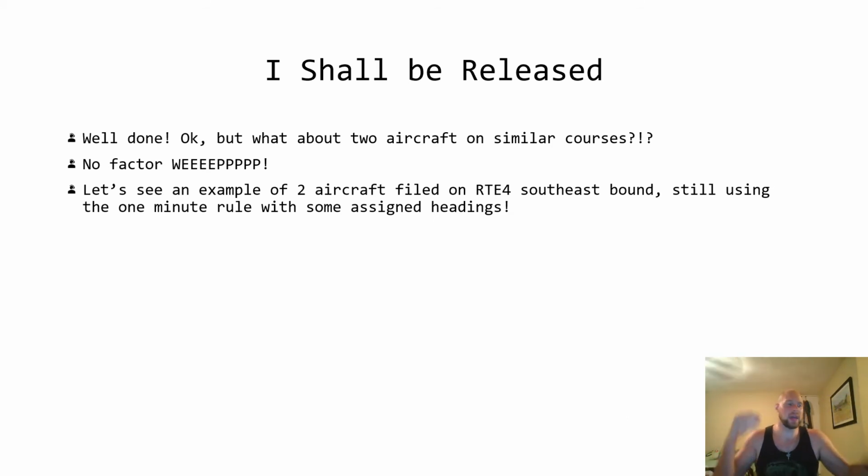So I'm going to tell you, hey, pull out the drink cap and say, hey, relax. No factor web, right? Let's see an example of two aircraft out on Route 4, right? Which happens all the time. Route 4 is a perfect airway in the San Juan route system for aircraft transitioning southeastbound by staying south of the San Juan terminal area and heading out towards the U.S. Virgin Islands. They join the en route structure around St. Croix. It's perfect, and this happens all the time. So let's see an example of two aircraft on Route 4, southeastbound, still using the 1 minute rule with some assigned headings. Perfect. Let's see what that looks like.